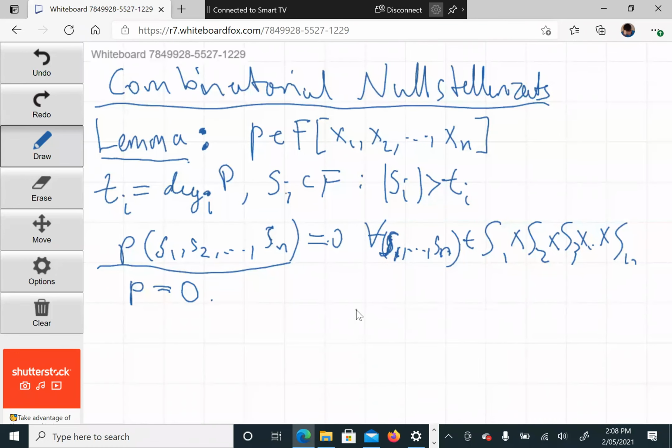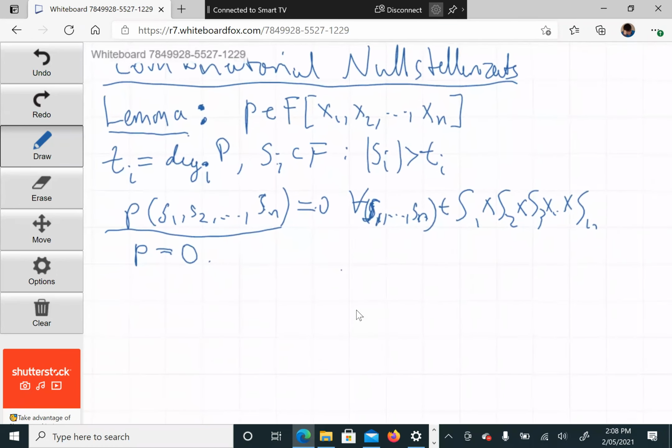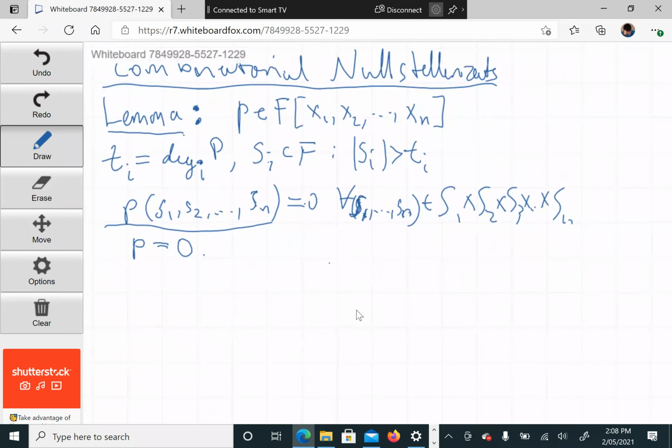All right. Do you know how to prove this lemma? It's number 2. So that's not the combinatorial Nullstellensatz, but it basically proves the two statements of the combinatorial Nullstellensatz.